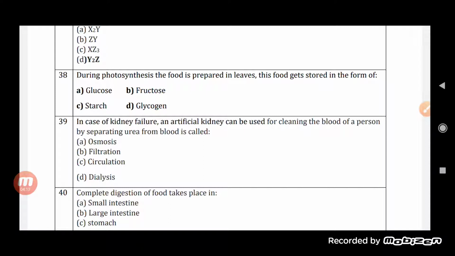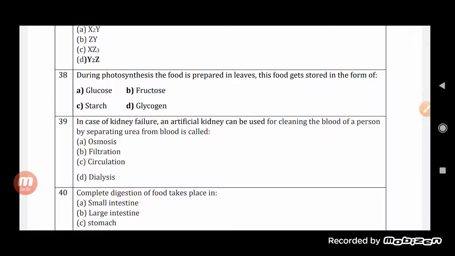In case of kidney failure, an artificial kidney can be used for cleaning the blood of a person by separating urea from the blood. Now see here, when a kidney failure occurs, obviously dialysis or an artificial kidney is used for cleaning the blood of a person, in which we separate the urea from the blood, which is the waste material.